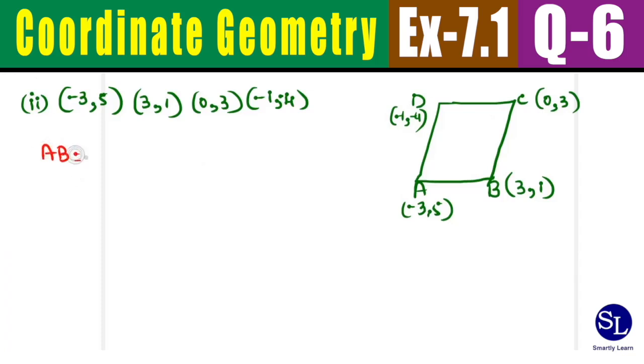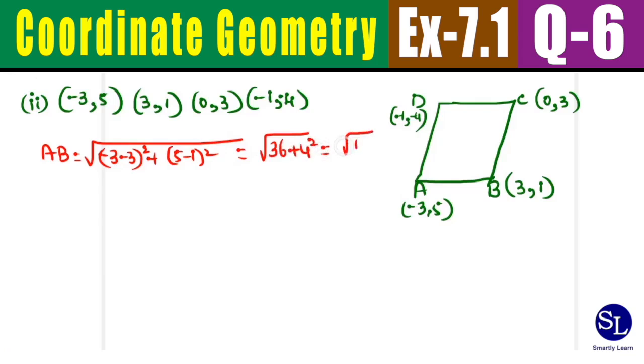AB is equal to the square root of (-3)² + (5-1)². So this is 6 squared, which is 36, plus 4 squared, which is 16. So this is root 52. I'm leaving the root as such. Let's compute the other sides.